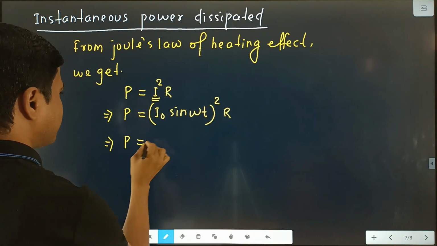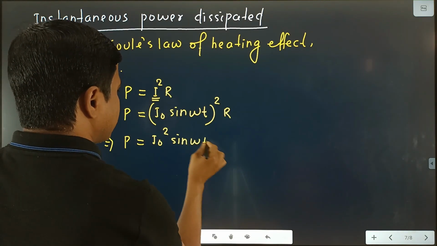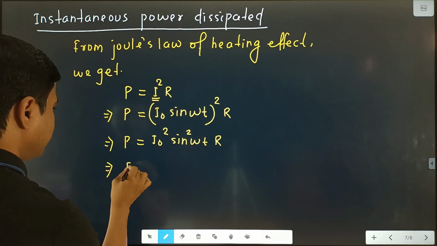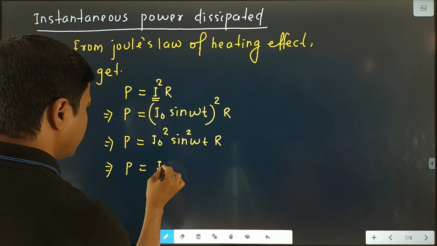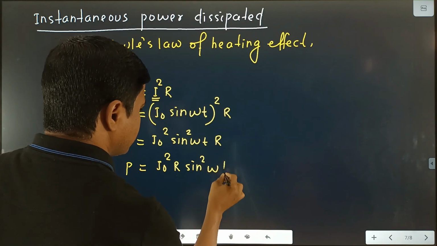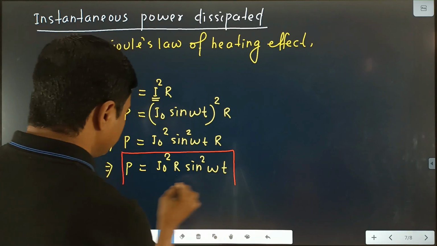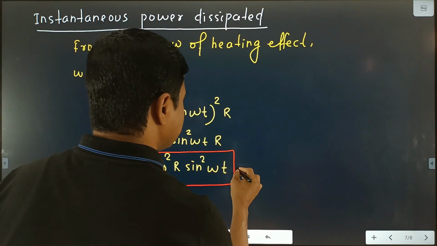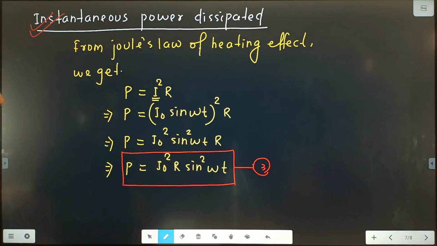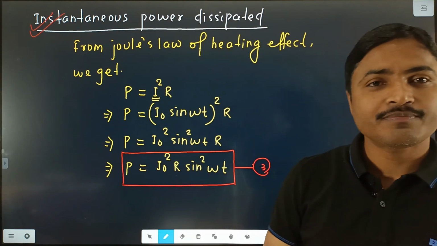That implies power P is equal to I0 square sin square omega t multiplied by R, and we write instantaneous power consumed is equal to I0 square R multiplied by sin square omega t. This is the expression for instantaneous power consumed in a purely resistive circuit. Clear?